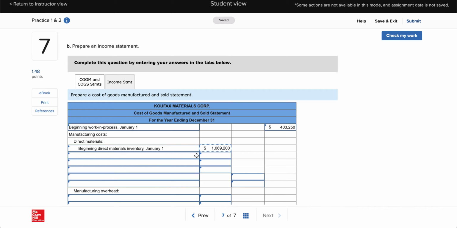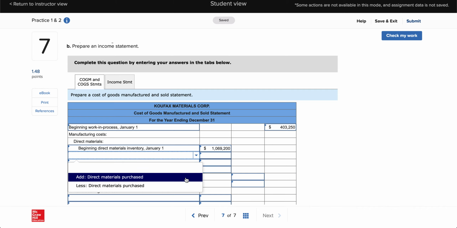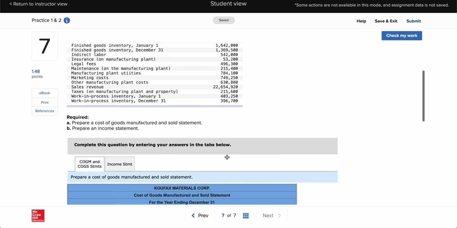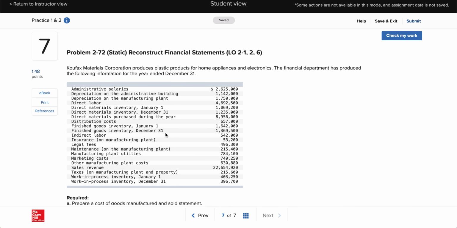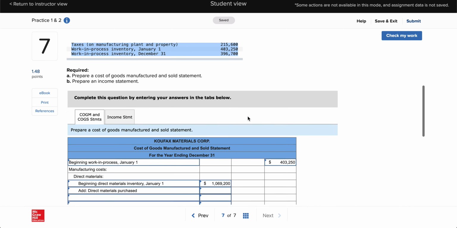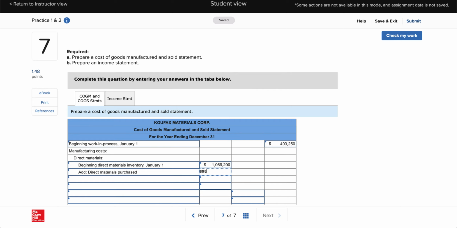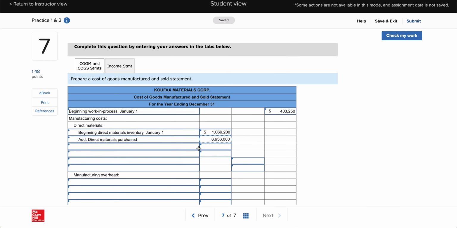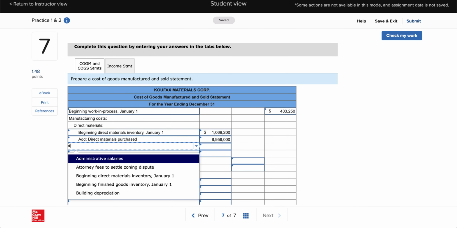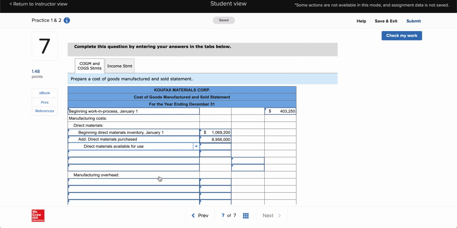Okay, and to that, I am going to add the direct material purchases. So that's what I'm looking for next. Direct materials purchased during the year, $8,956,000. This gives me direct materials available for use. That's my subtotal in that 5-step calculation. That's $10,025,200. Just adding these two together.